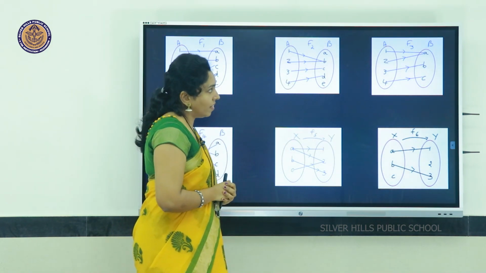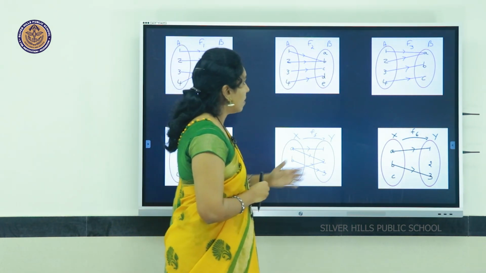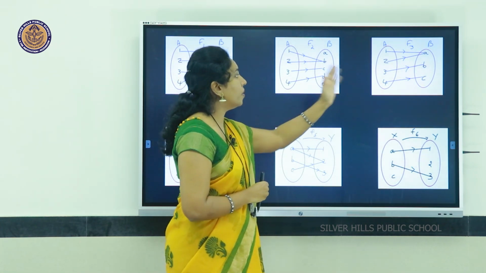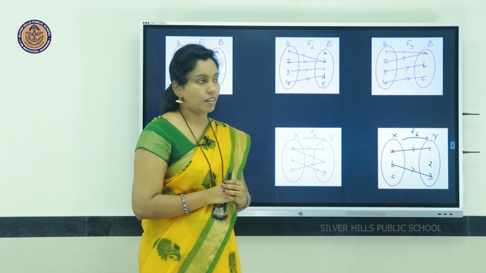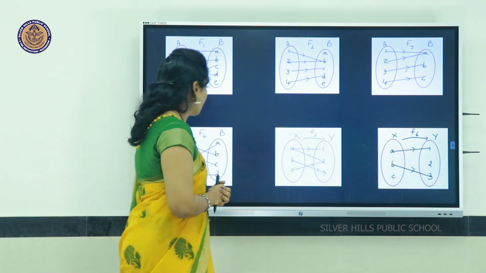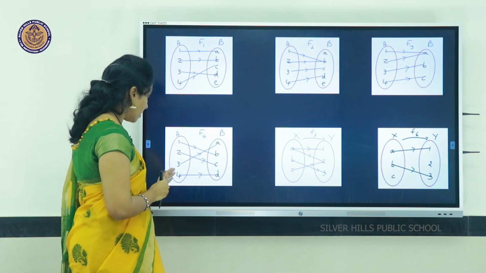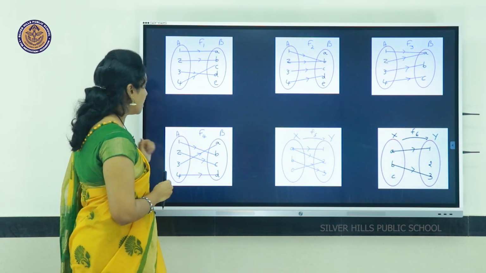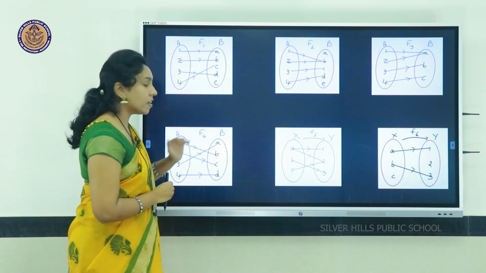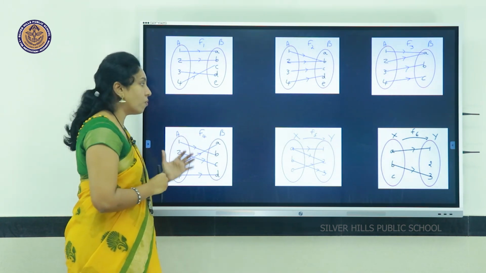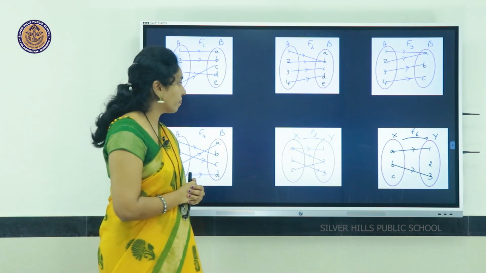Coming to F3, what about this one? Yes, every element in the first set has a unique image in the second set. So, that is also a function. Now, what about F4? Consider the first set. All the members in the first set have a unique image in the second set. So, F4 is also a function.